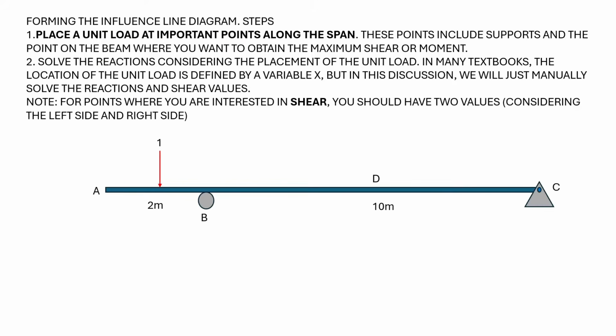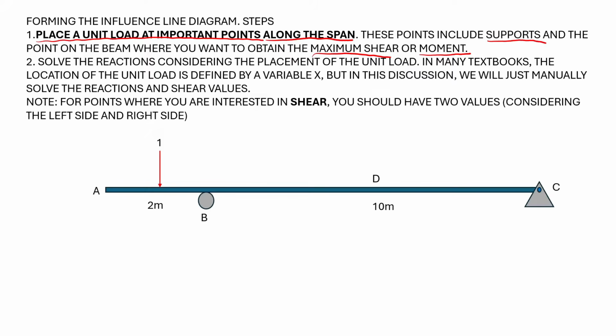Now in forming the influence line diagram, we must place a unit load at important points along the span. Now these points include supports, or the point on the beam where you want to obtain the maximum shear or the maximum moment. And next, we have to solve the reactions considering the placement of the unit load, and then we'll calculate the shear and moment at the point of interest.